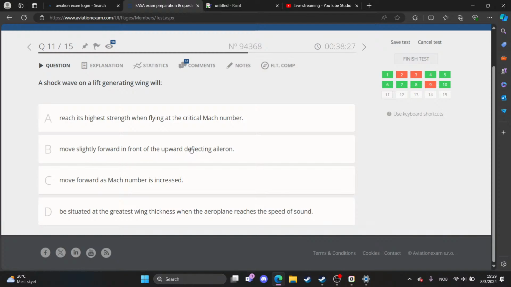Coefficient of lift will increase on the upward side, which will cause, what will that cause? That'll create a higher center of pressure. Maybe this one. Move forward as Mach number is increased. It will not move forward, it will move backwards. Be situated at the greatest wing thickness when the airplane reaches the speed of sound. Okay. Greatest wing thickness means higher speed. Try this one. No, it was that one.